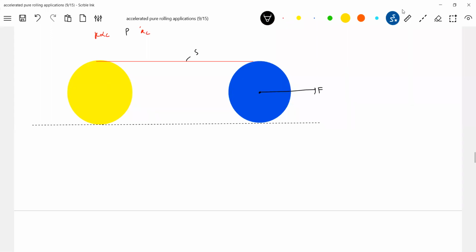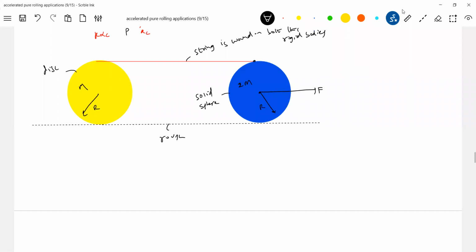This is a string. Let this be radius R. Mass of this be 2m. Let this be a solid sphere. Let this be a disk. The string is wound on both the rigid bodies. The surface is rough, with friction sufficient for pure rolling.